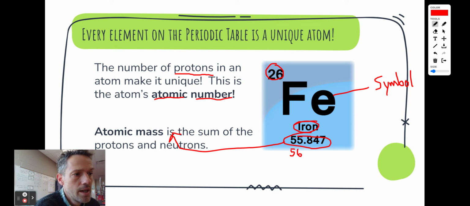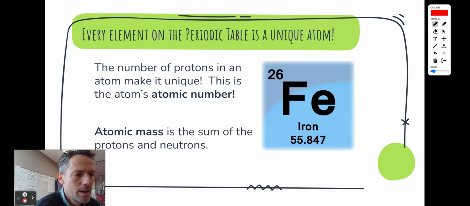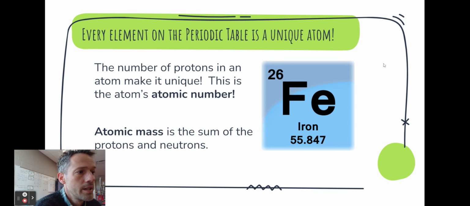So 26. Actually, that's not right. Sorry, so 26 protons plus the number of neutrons, which is going to be in this case 30, to end up with the mass of iron, which will be 56. Hopefully that math was right. My brain's not working quite right today. All right, so that is basically what you need to know about atoms and the periodic table.